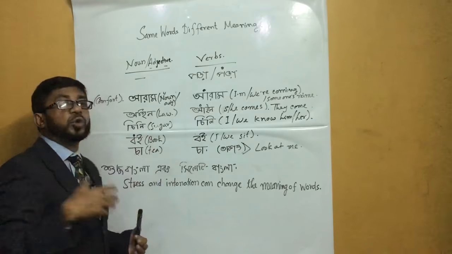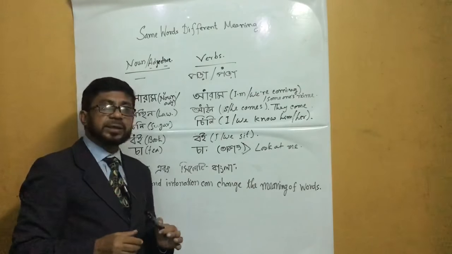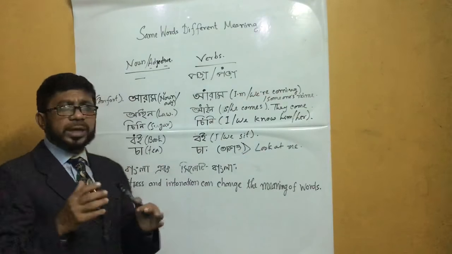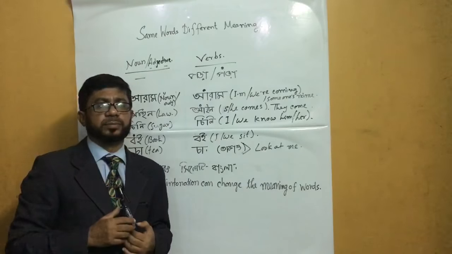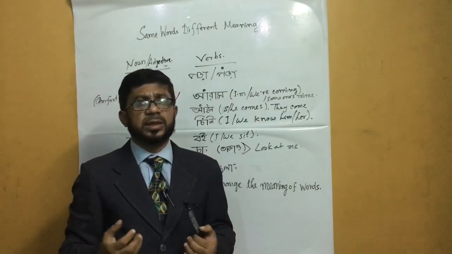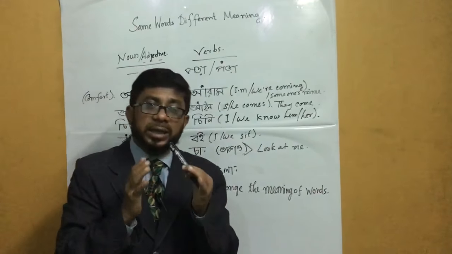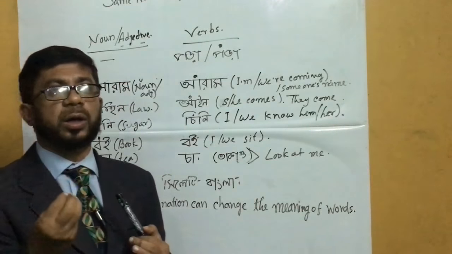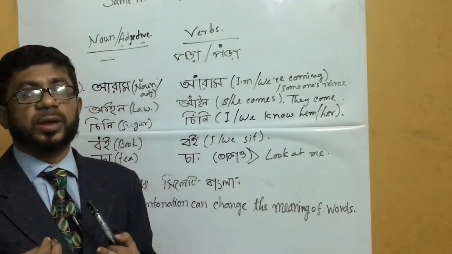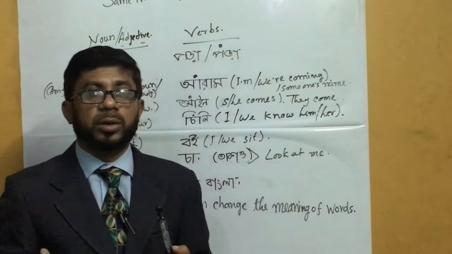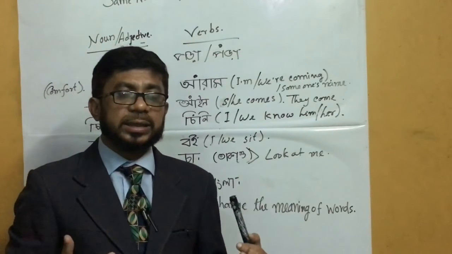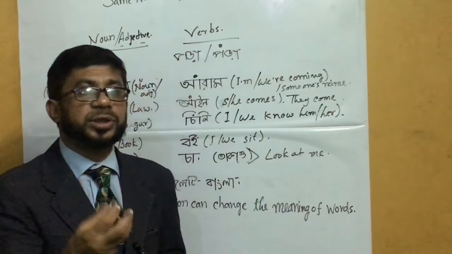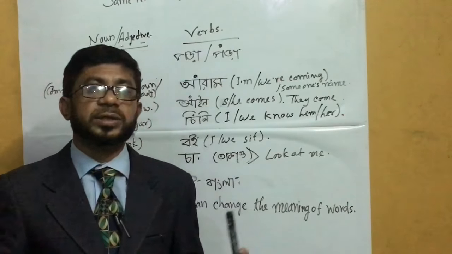Then chini, in English, sugar, a noun. Chini, that means I know you, you know somebody else. Okay? So how can you make a difference between these two words? If you speak a Bangla sentence like this, Ami chini ke chini, then you can understand the meaning of the words. That is chini, that means sugar, a food item. We eat sugar with tea. Ami chini ke chini, that means I know him. I know Chini. Chini is a name also.